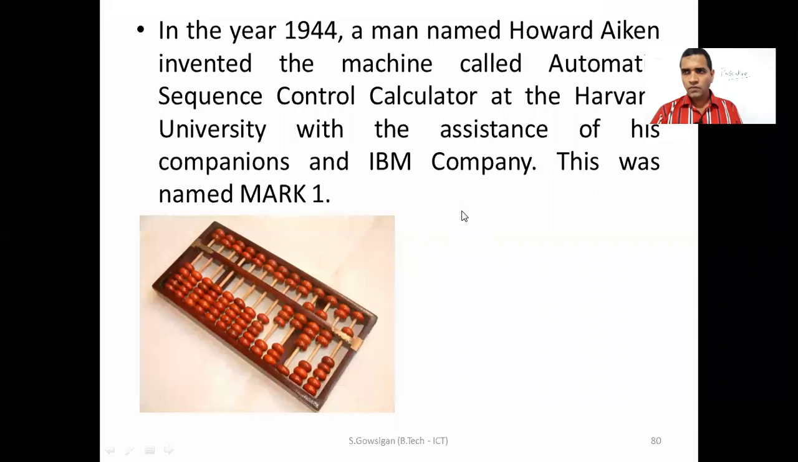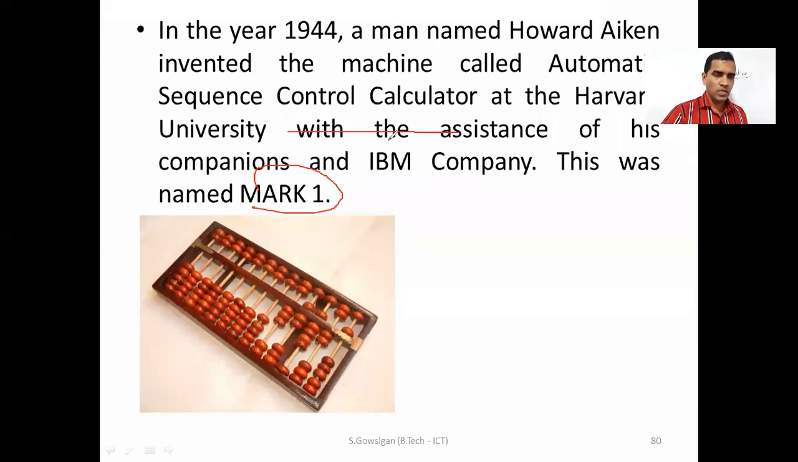So in 1944, Howard Aiken invented a machine called Mark I, right? Mark I. This can be an automatic sequence controller, or even we can say automatic controlling computing or something. So he invented this machine because the automation takes place at that particular moment, right?